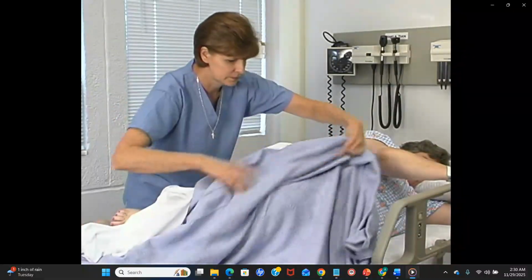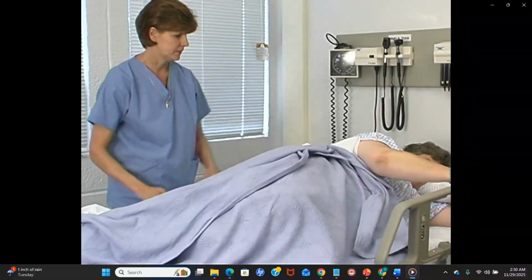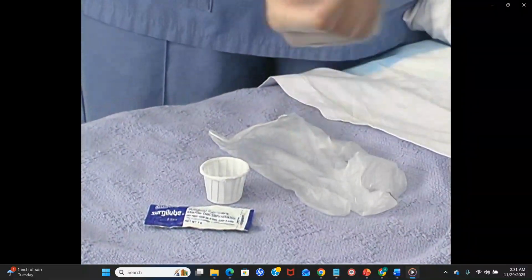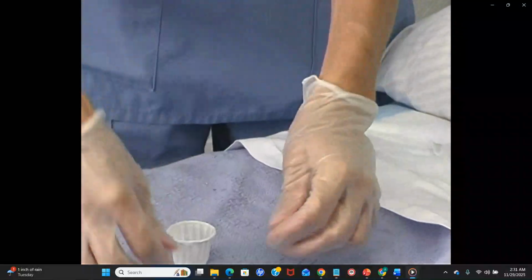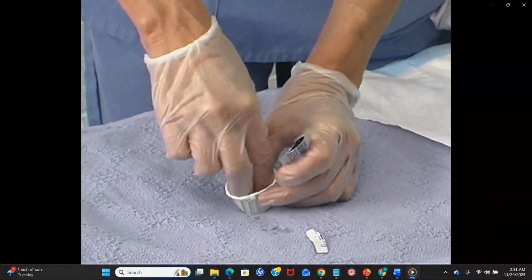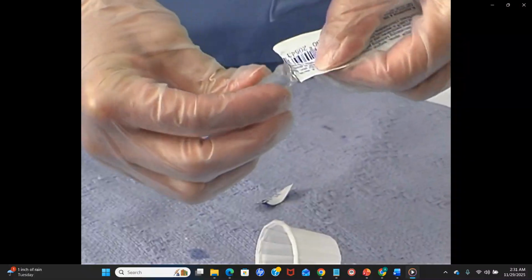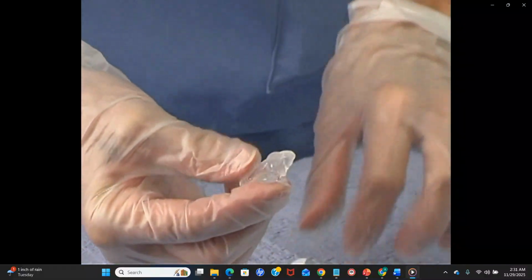It is important to wash your hands before and after administering rectal medications. Because you may come in contact with feces, always put on clean gloves before administering rectal medications. Hold the suppository between your fingers and apply lubricant to the suppository. This will aid with insertion and prevent discomfort.